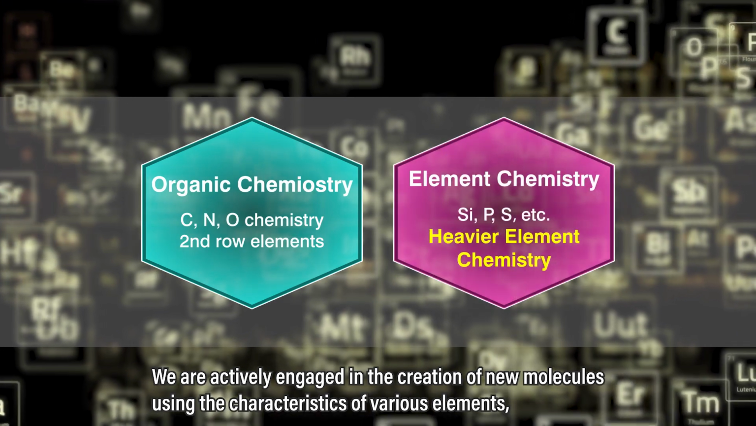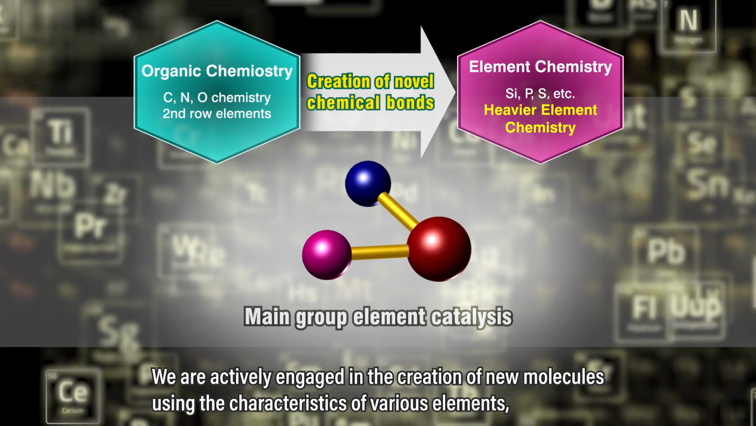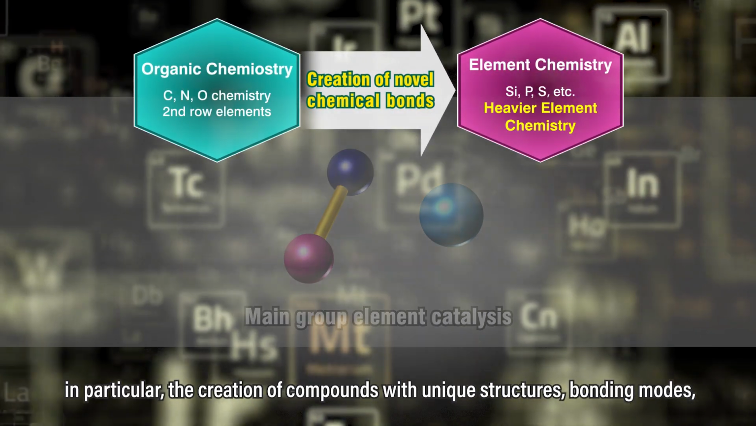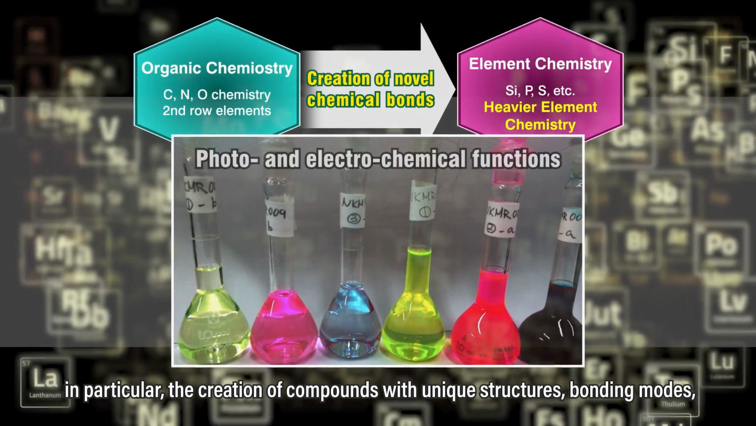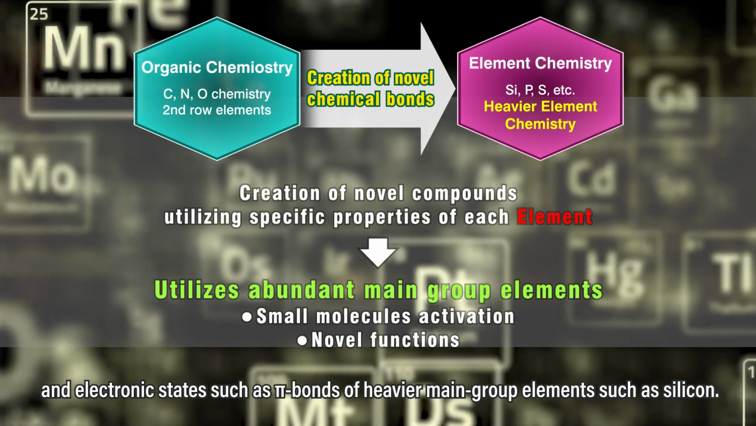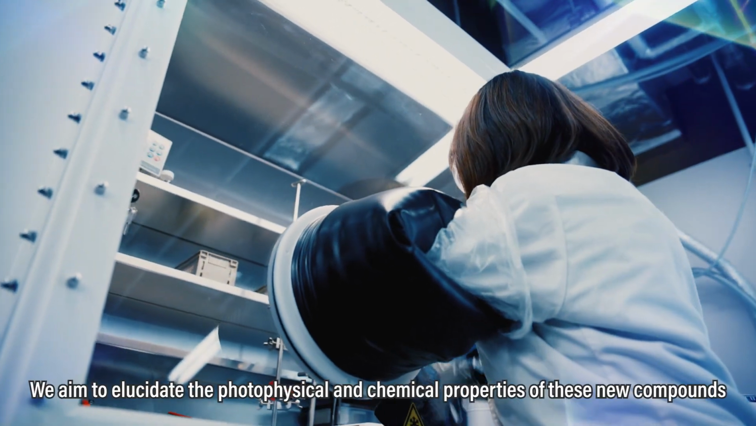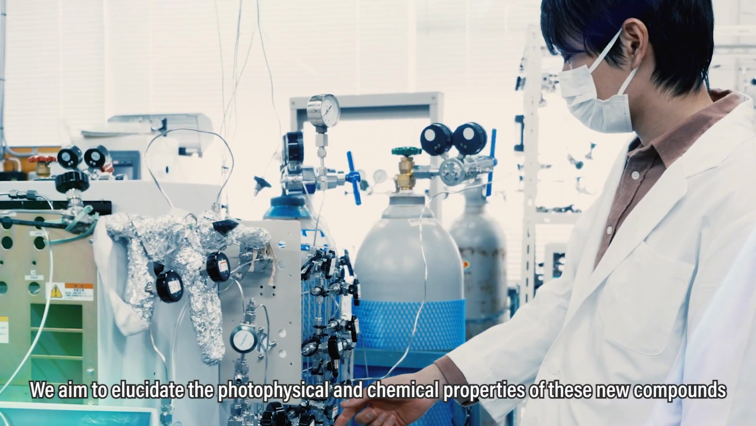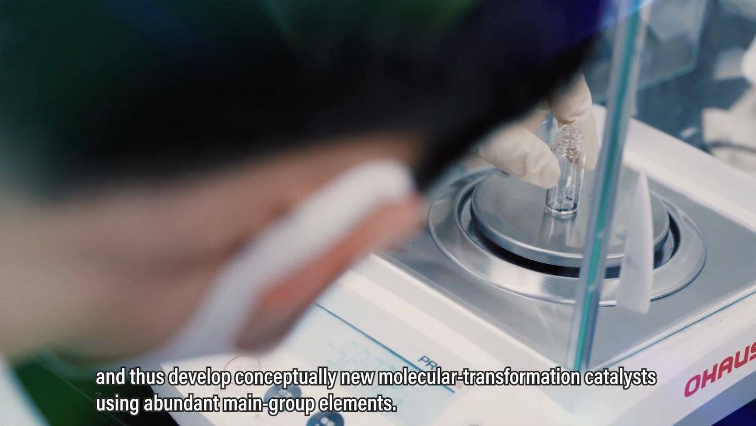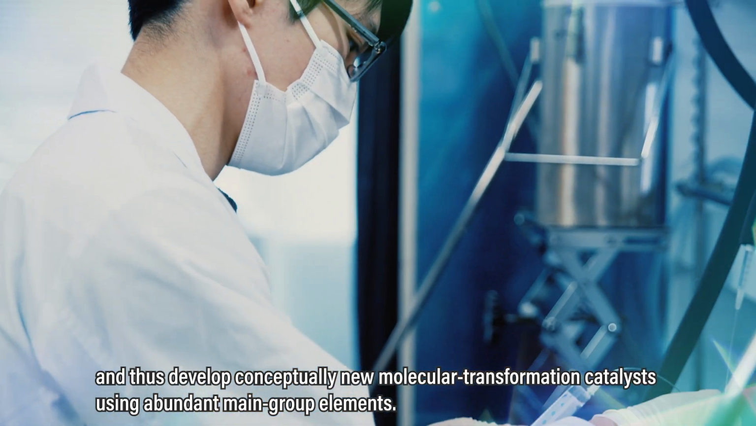We are actively engaged in the creation of new molecules, using the characteristics of various elements. In particular, the creation of compounds with unique structures, bonding modes, and electronic states such as pi bonds of heavier main group elements such as silicon. We aim to elucidate the photophysical and chemical properties of these new compounds, and thus develop conceptually new molecular transformation catalysts using abundant main group elements.